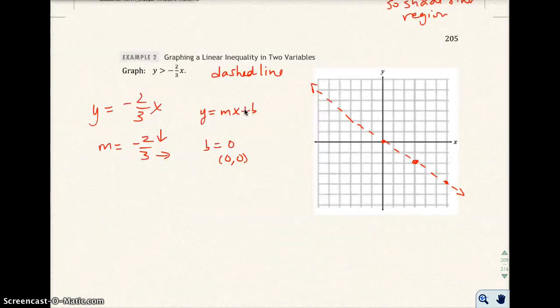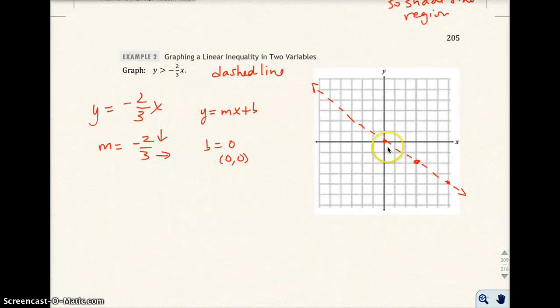Okay. Now I test a point in the region. Again, I can't test 0, 0 because 0, 0 is on that dashed line. I want to test a point up here or down here. It doesn't matter which one you test. I'll test something up here. So let's test 2, 2. Okay, so is 2 greater than -2/3?